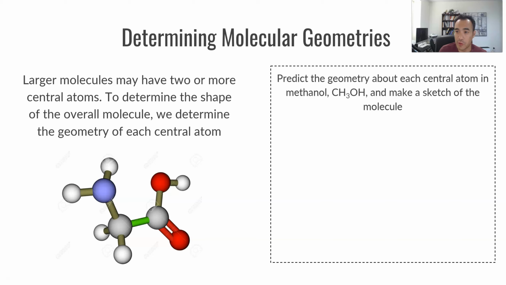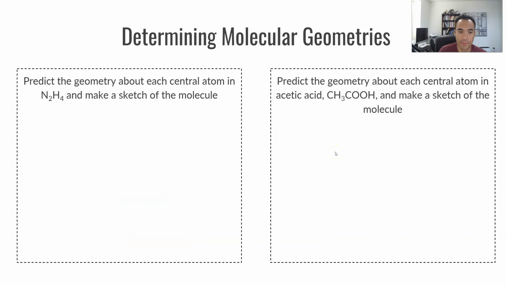Larger molecules can have two. So as an example, CH3OH has two central atoms, and we're going to have to determine the sketch for these two. So what I would do is draw out the Lewis dot structure for the carbon and then another one for the oxygen. Obviously, they'll be the same molecule, but you're going to have two different geometries for each central atom.